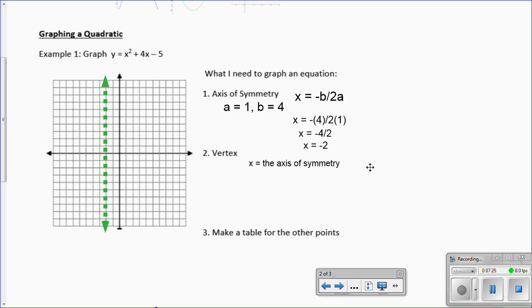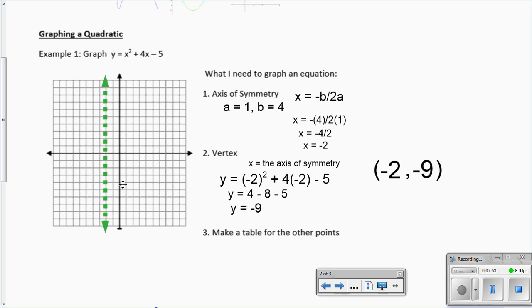So the x part of my vertex, which is just a point, is negative 2. It's going to be somewhere on this line, so all we have to do is find the y. To do that, I'm just going to take the x value and plug it in for all of these x's to find my y value, and then simplify. So negative 2 squared gives me 4. 4 times negative 2 gives me negative 8. So 4 minus 8 minus 5. The y value is negative 9. So I can plot a point right there as my vertex.